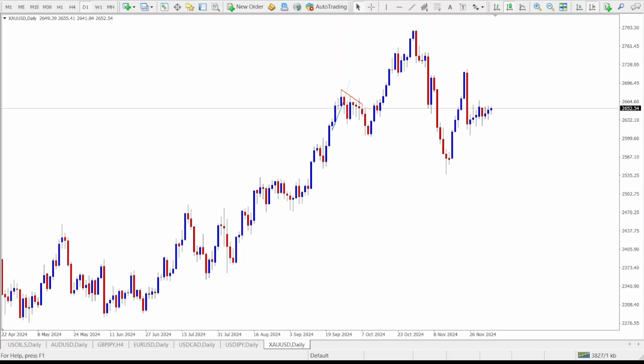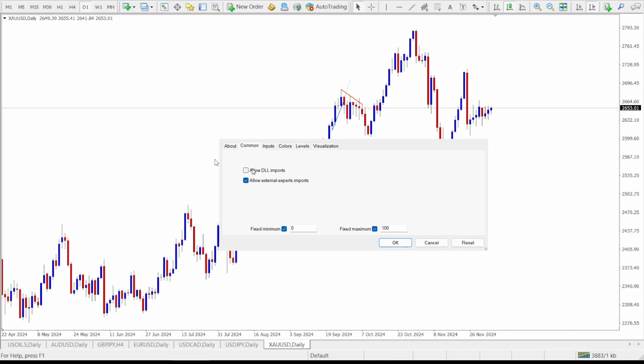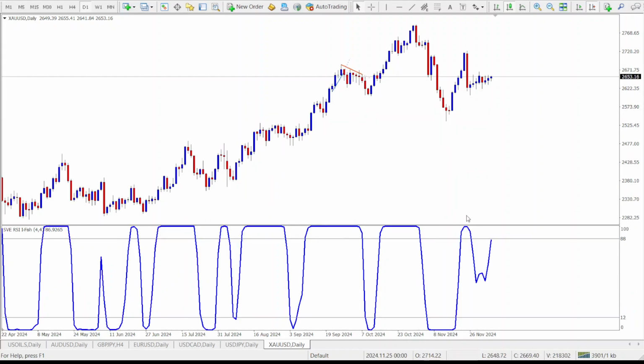Now in this video, we are going to discuss the smooth RSI inverse Fisher transform indicator. It's a custom indicator, so you will need to download it from an external site, and after that, you'll need to add it to your indicators library, and you would have to restart your terminal before you'll be able to use it on your chart.